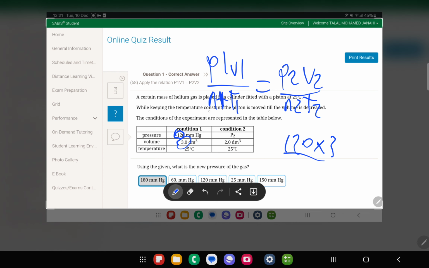Now we don't have moles, so we cancel N1. And temperature is kept constant. When something is kept constant, we don't add it. So T1 is removed, and same thing here, N2, T2 all removed. So now we're left with P1 V1 equals P2 V2. Okay, equals P2, which is the one we're trying to find, and V2 is 2.